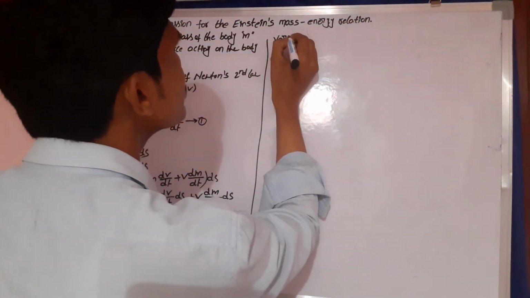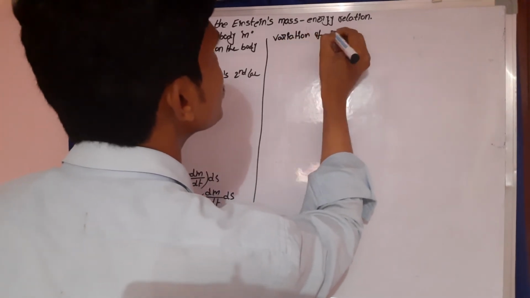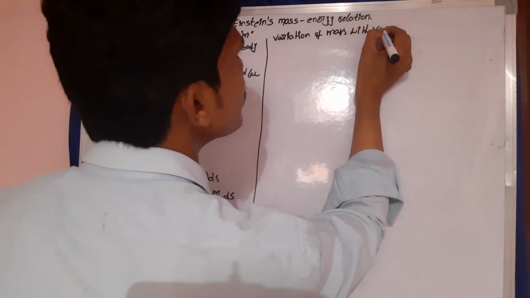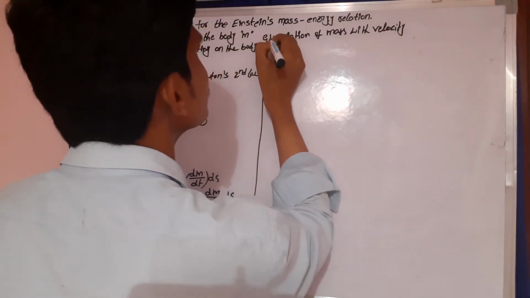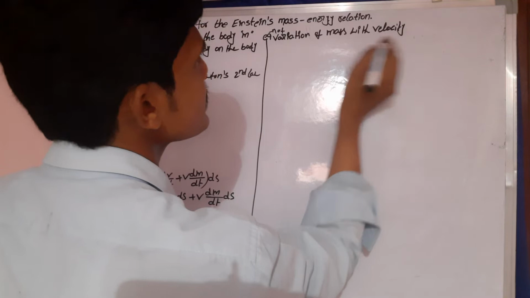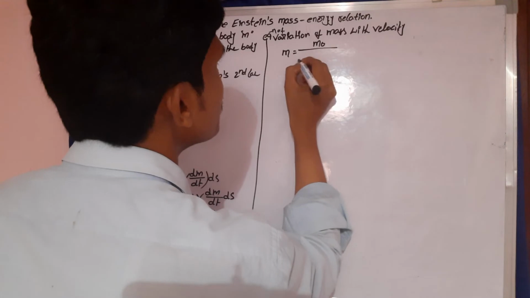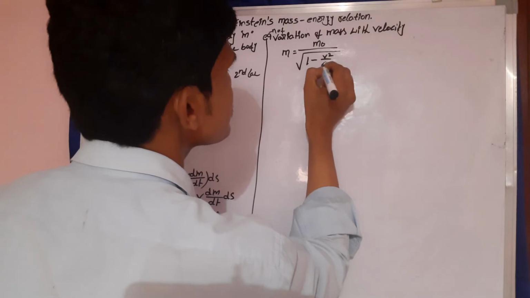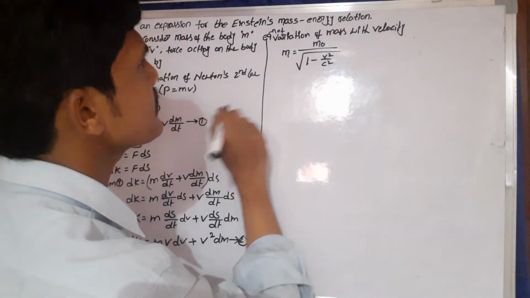Next, the variation of mass with velocity. The equation of variation of mass with velocity: m equals m naught by root over 1 minus v square by c square.